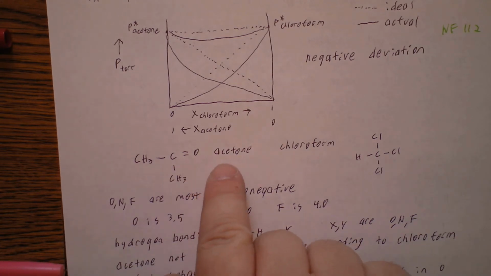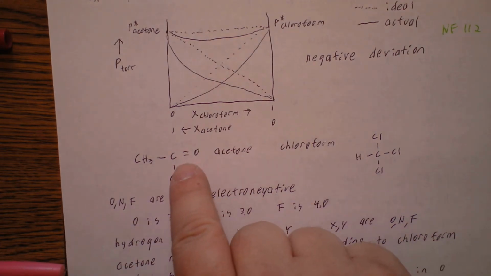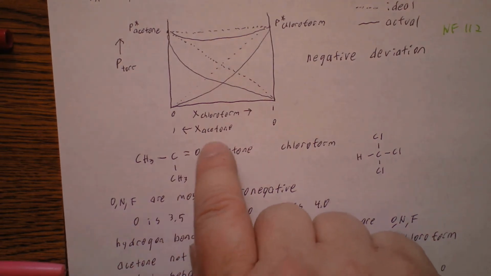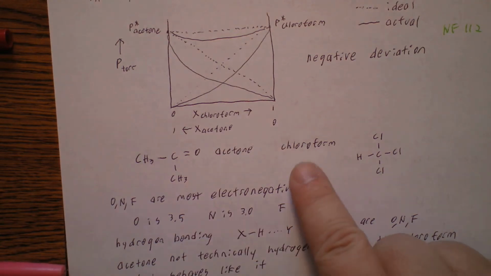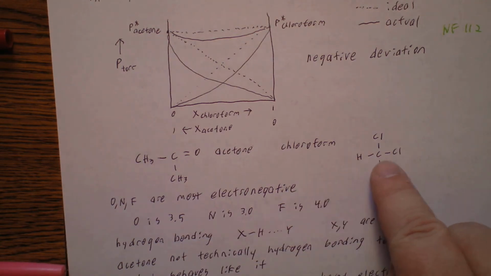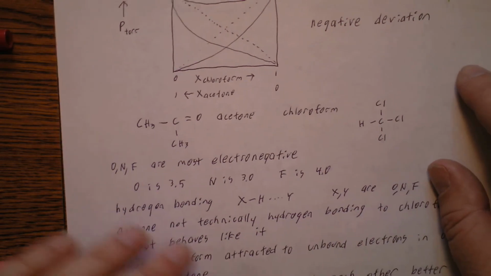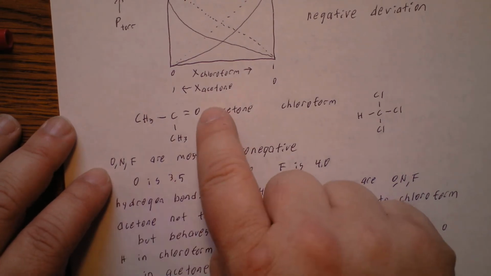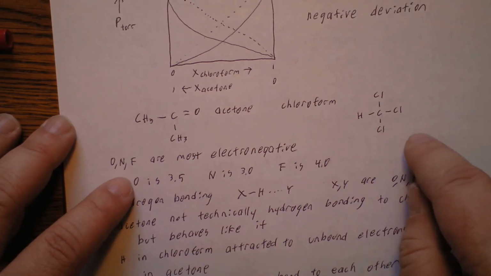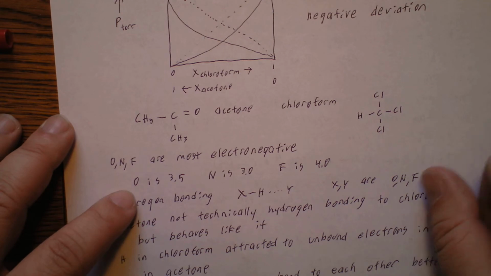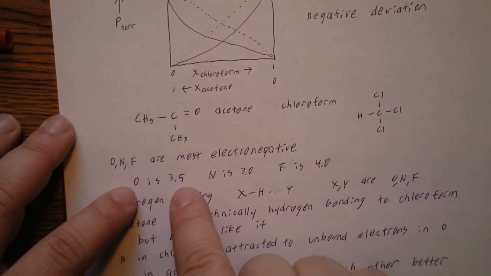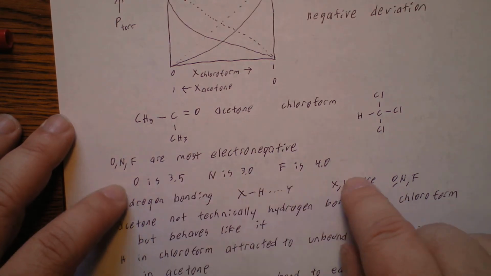Now the reason has to do with shape. Let's take a look at this. Here's an acetone molecule. It's a ketone, so you have the oxygen hanging off here. And then chloroform, trichloromethane, I guess is how you'd say that. See a bunch of chlorine. So think about this. Oxygen, nitrogen, and fluorine are the most electronegative. Oxygen has an electronegativity of 3.5, and fluorine is 4.0.